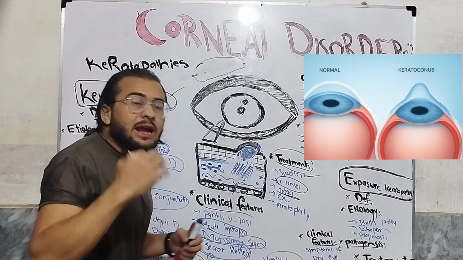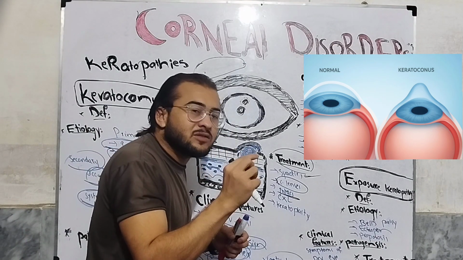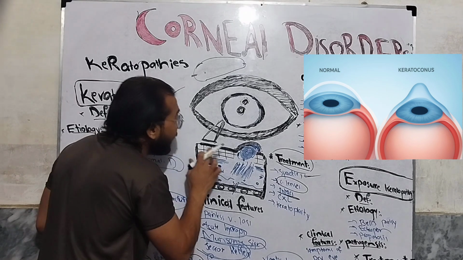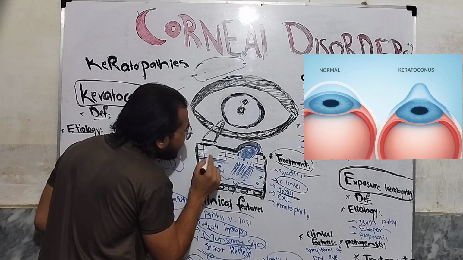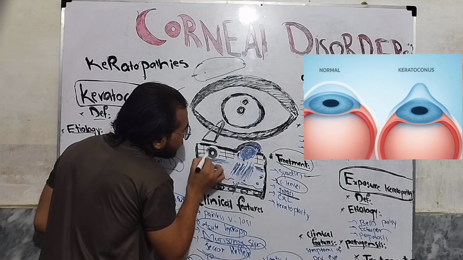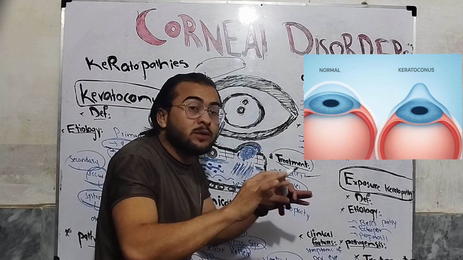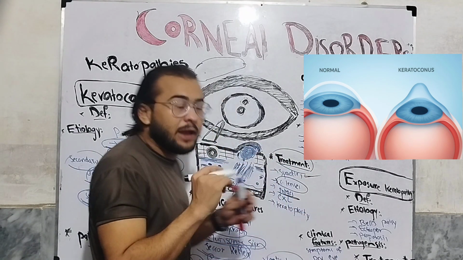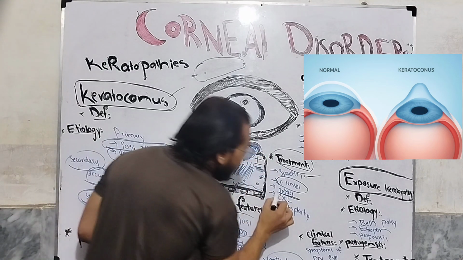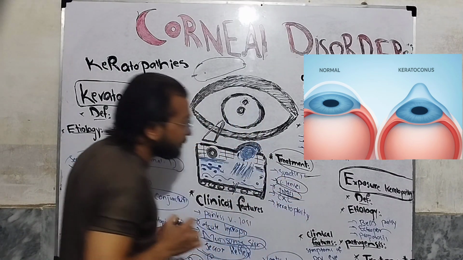What are intacs? Intacs are small plastic material which can be placed in the cornea. We will place these small plastics in the peripheral cornea, and it will reshape the cornea into a normal shape. It will remove this bulging cornea. These are called intacs.